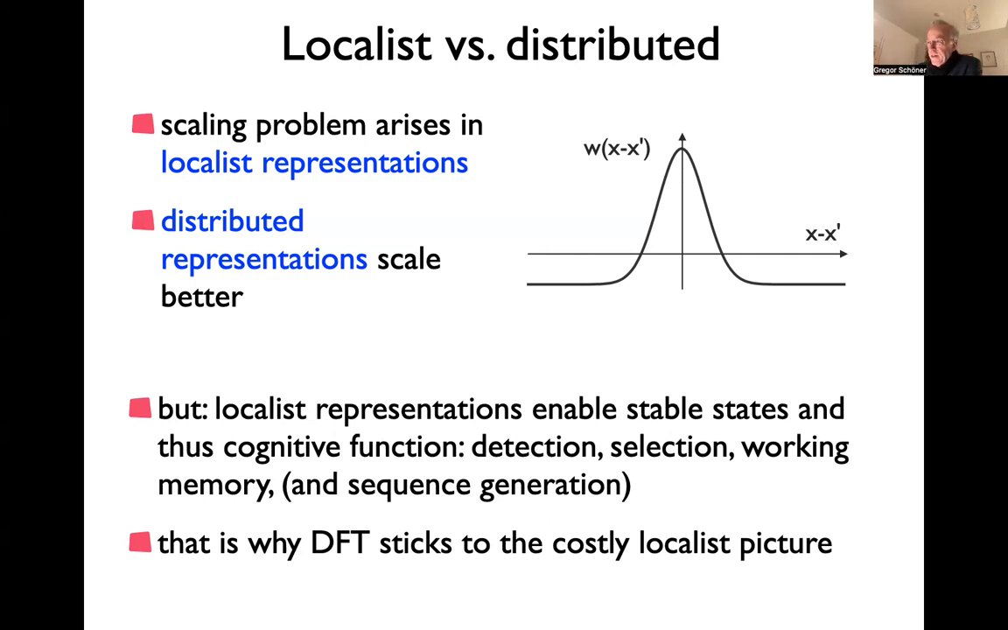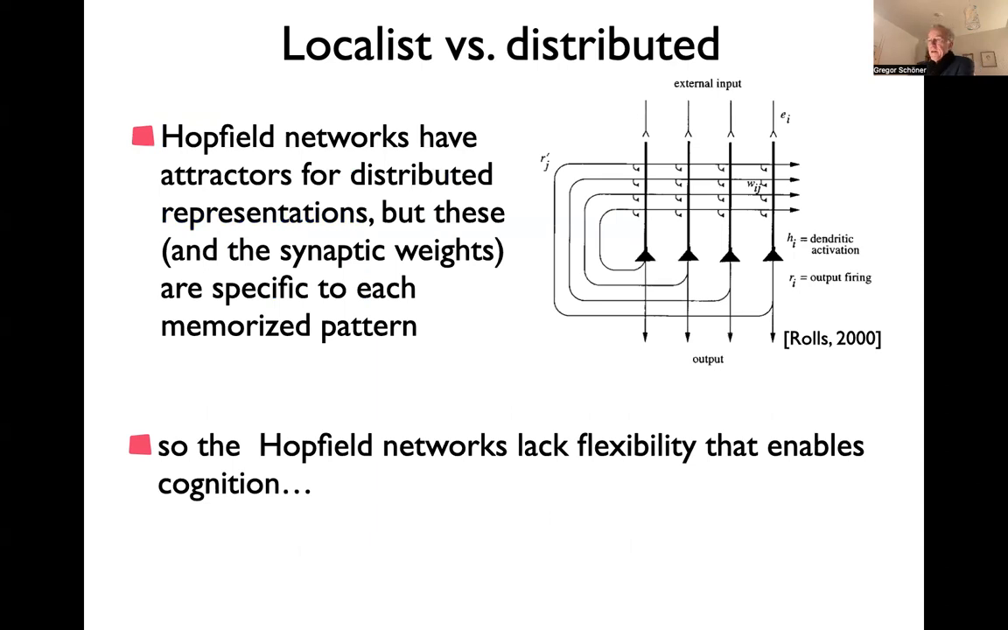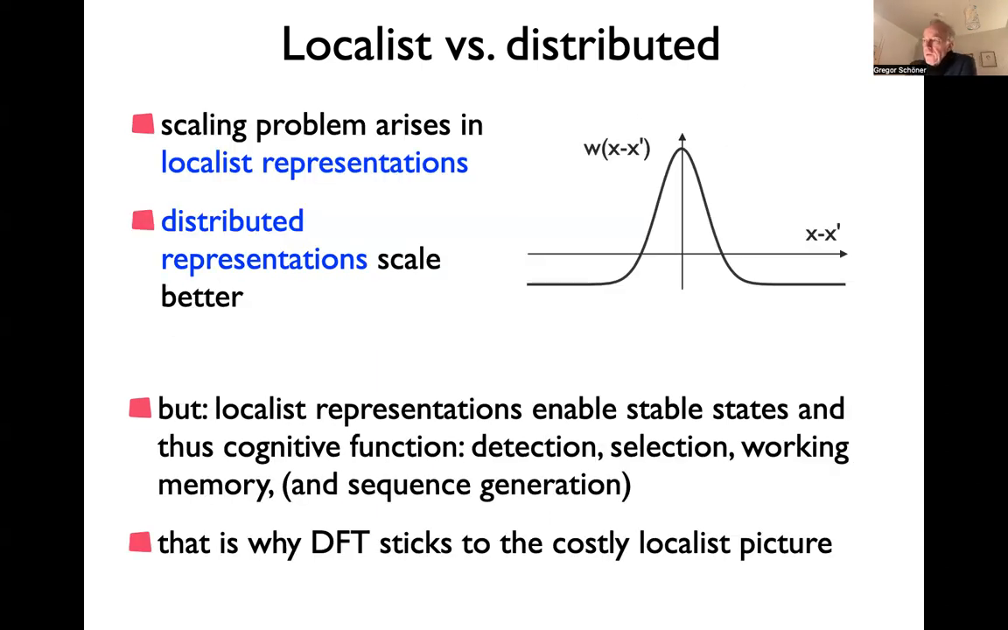Actually, sorry, this text at the bottom I should have deleted because I think I have a separate slide for that. No, so let's just say the localist representations are still useful, even though they're costly, because they enable the peaks and the detection, selection, and sequence generation, and so on. And so in DFT we stick to that because that is critical for our function. Sorry, I got confused here for a moment. This "but" is against saying that they don't scale so well, these localist representations, but they have that advantage.